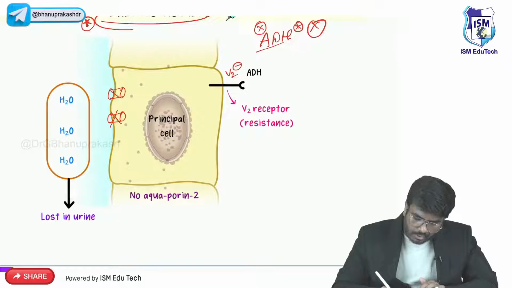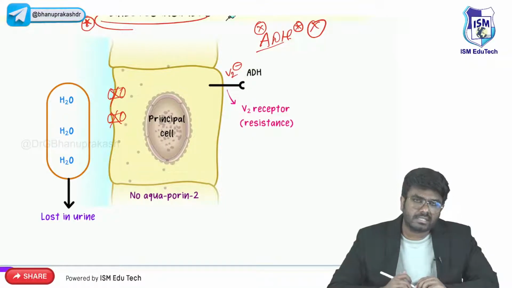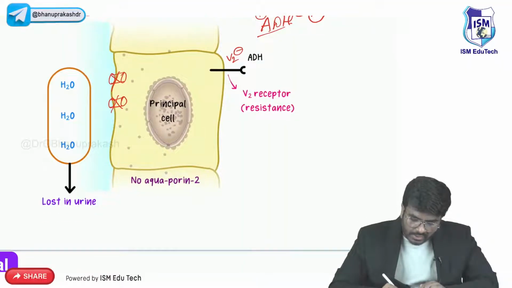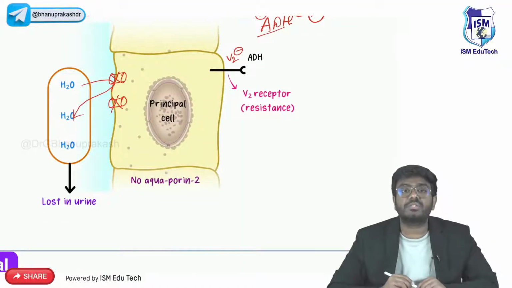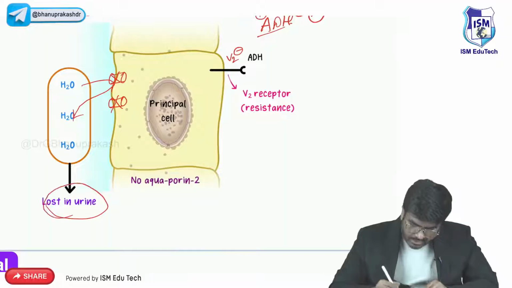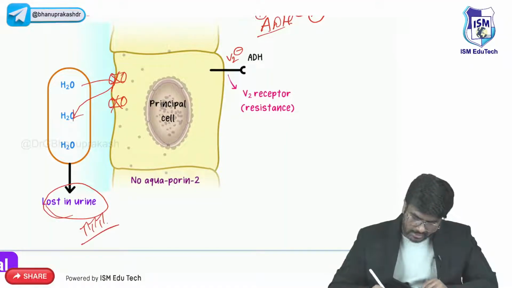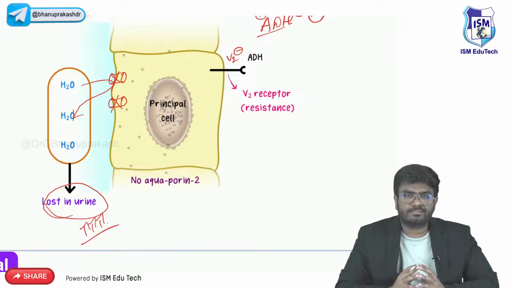No, the aquaporin 2 channels are not there. First of all, they are not sensitized. Now, whenever the aquaporin 2 channels are not there, do you think water reabsorption will happen? Water reabsorption does not happen. All this water is lost in the urine. So now the patient is producing more and more urine.